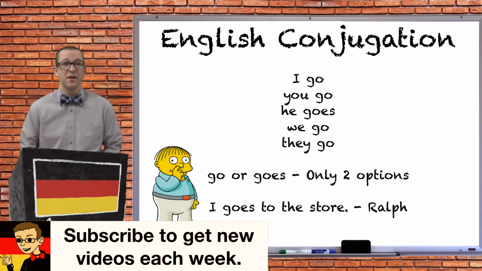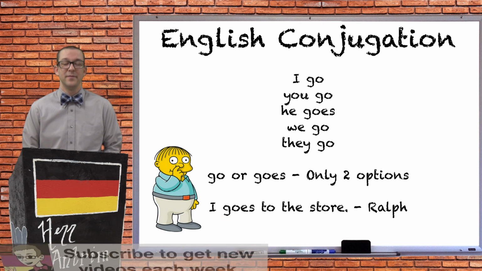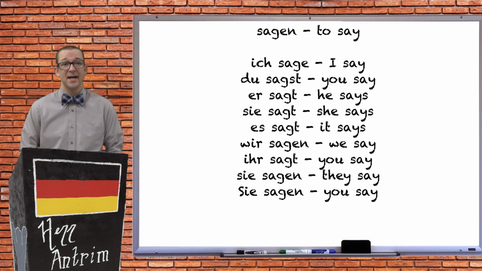In the German version, there are a lot more options. Let's start with the verb sagen to see what I mean. Sagen, to say. Ich sage, du sagst, er sagt, sie sagt, es sagt, wir sagen, ihr sagt, sie sagen, Sie sagen.